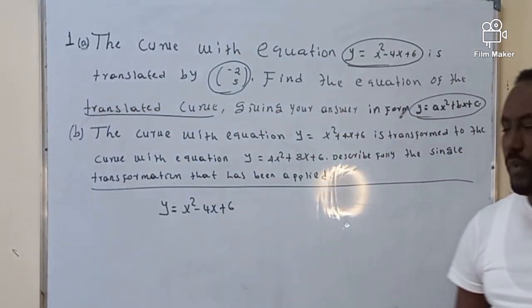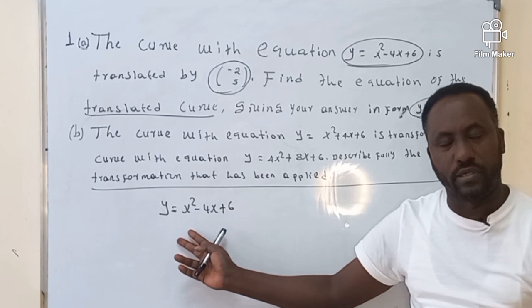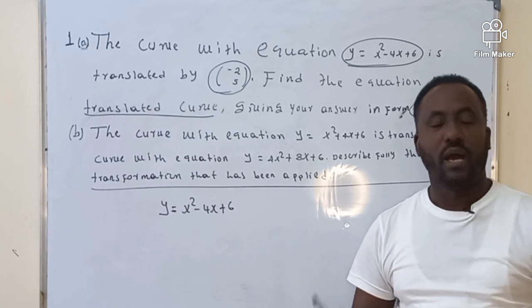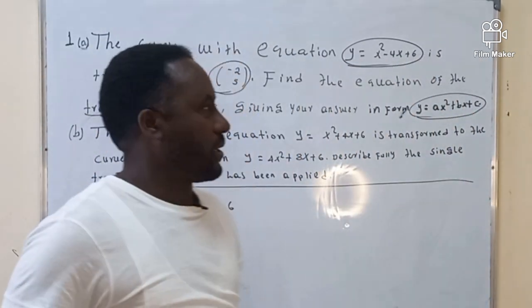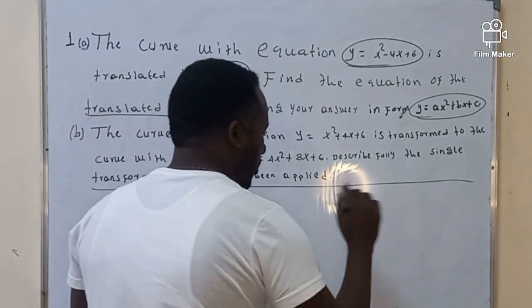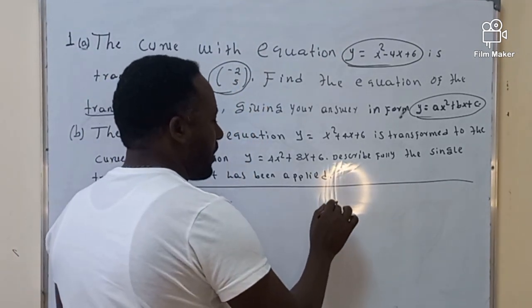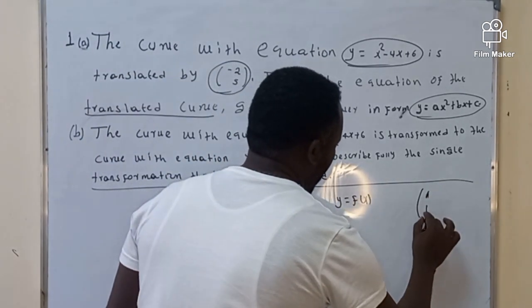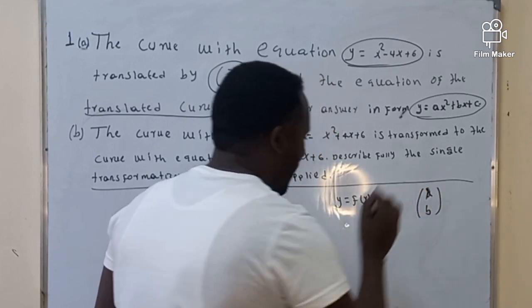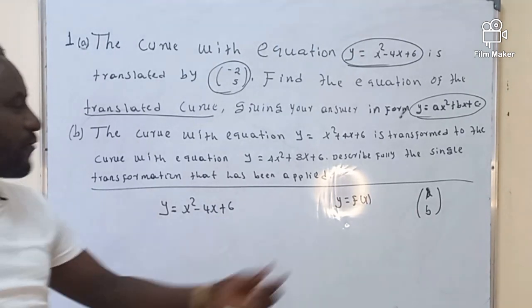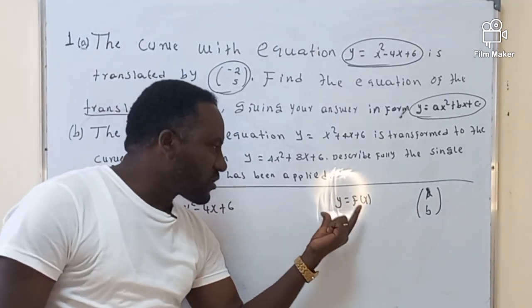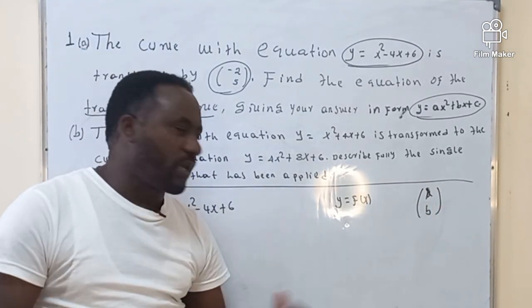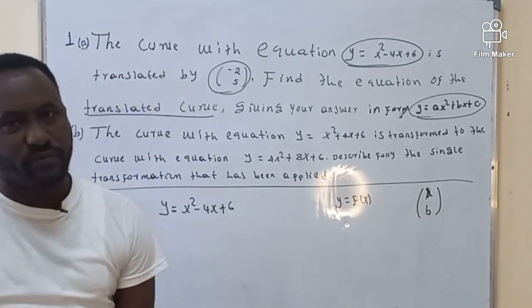This is a quadratic function, but whatever the function may be, how are you going to find the image of any function under a translation vector AB? Assume our function, in general, is y equals f of x, and we have a translation vector AB. Let me explain generally what this means: how could you find the image of this function under the translation vector?